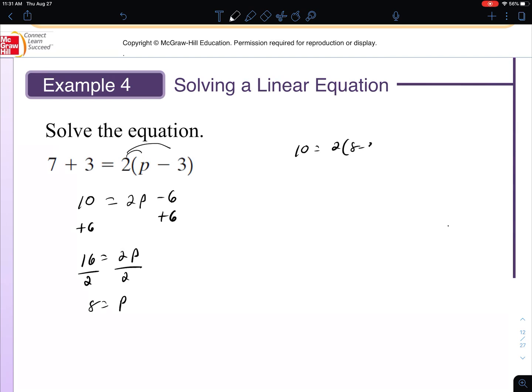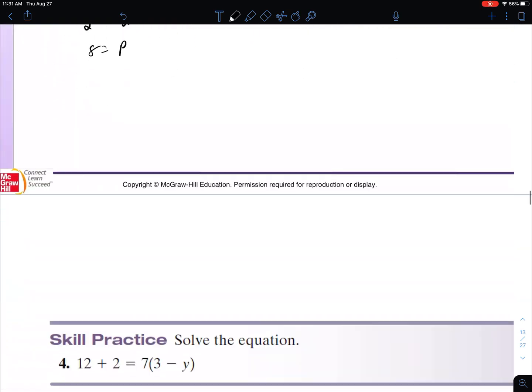So I'm going to go ahead and do this because I know that's going to be that. So 2 times 5, and you can see that that's going to be 10. So then the solution is p is equal to 8 because it works out. It's a true statement, right? The left side is equal to the right side.